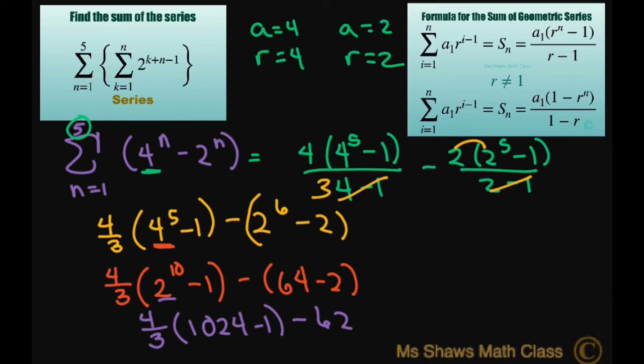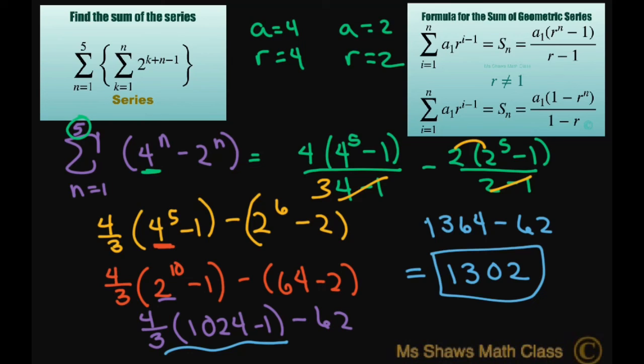So what we're going to end up getting is 1,364 for this piece, minus 62. So your final sum is going to be 1,302. And that's your final answer.